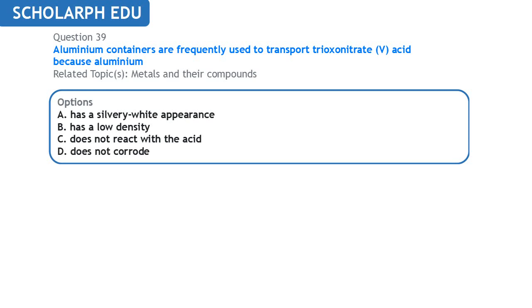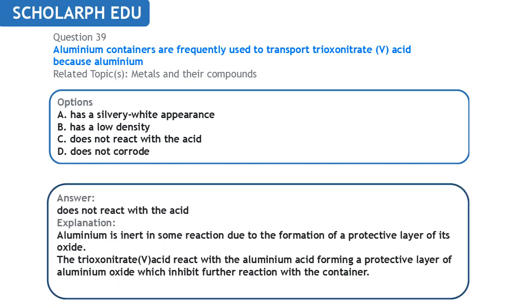Aluminum containers are frequently used to transport trioxonitrate 5 acid because aluminium is passive with the acid, meaning it does not react with the acid. What happens is that the aluminum forms a protective layer of its oxide, which inhibits any further reaction with the acid.